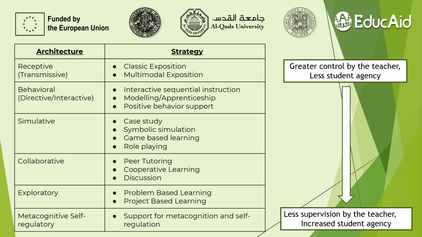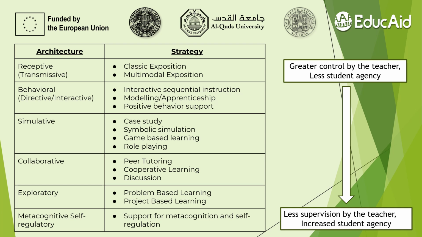This is a very particular architecture and strategy because it offers the most advanced level of agency among the students and the lowest level of control by the teacher. Whereas at the beginning of the table we find strategies where the control of the teacher is much greater than the agency of the students.